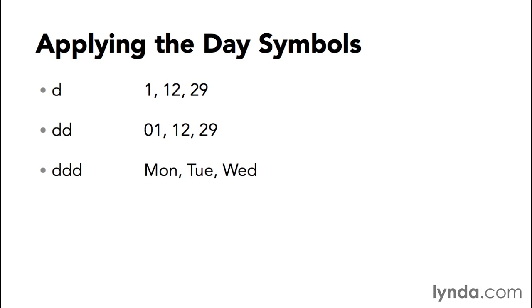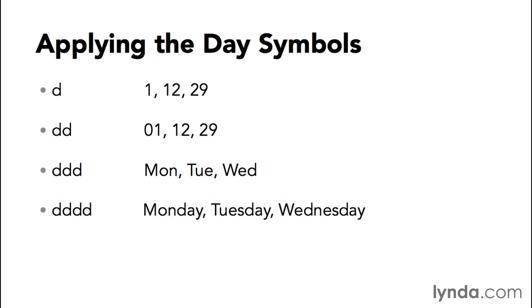If we use one letter D, for instance, that'll take our date component and return either a 1 or 2-digit number of the day. If we type in 2 D's, that'll tell Access to return a 2-digit day of the month. For instance, the first 9 days will be padded with a leading 0. If we type in 3 D's, that'll return the day of the week as an abbreviation. So MON for Monday, TUE for Tuesday, and so on. And if I use 4 D's, that'll tell Access to return the full day of the week.